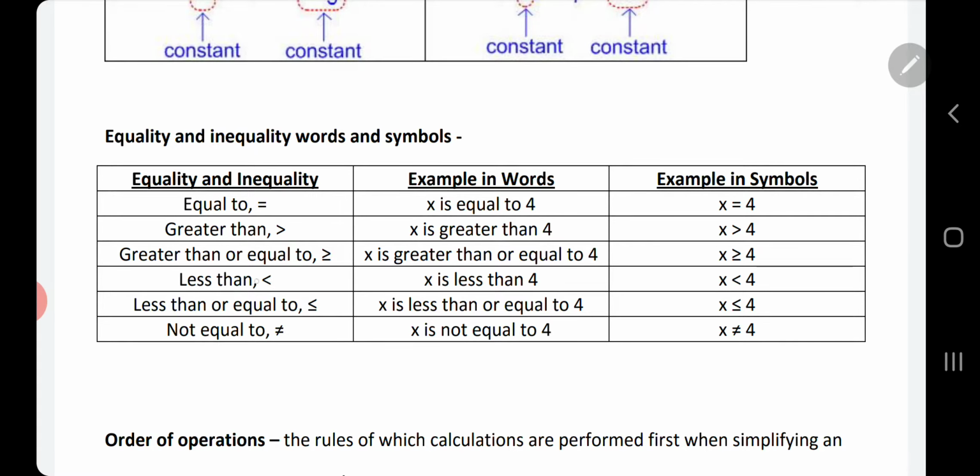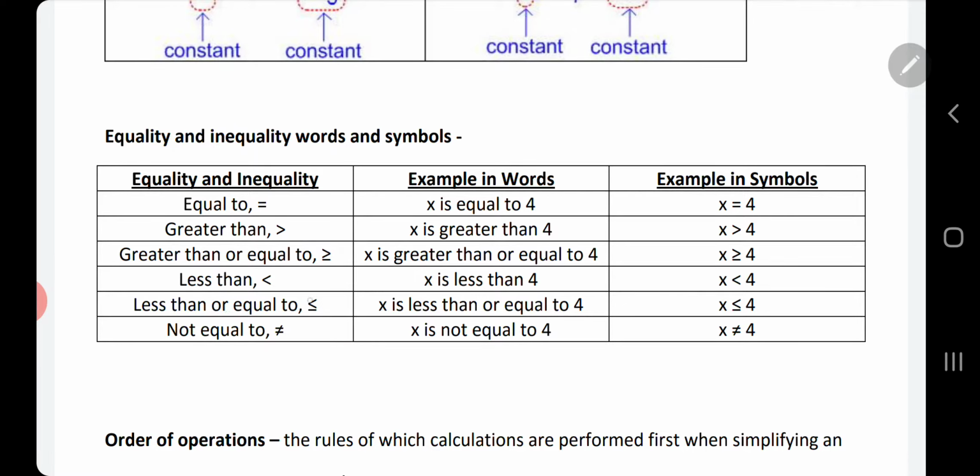Less than, usually indicated with this little symbol right here. So x is less than 4. Example in words. Well, the alligator mouth is now opening towards the 4 because the 4 is the bigger number. So x is less than 4.